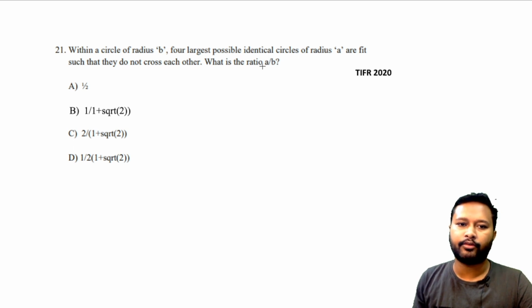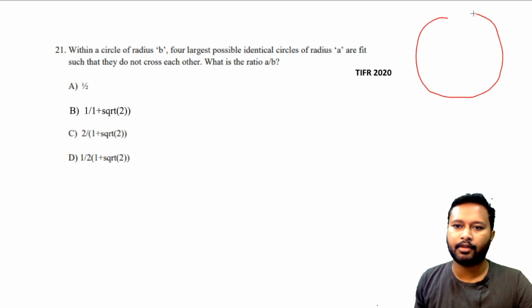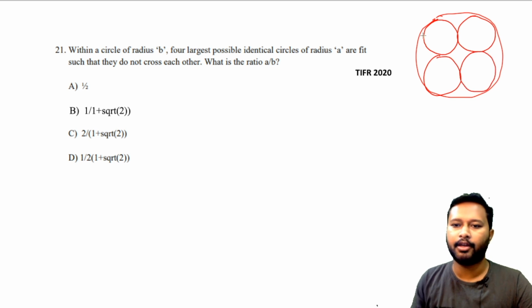Okay, so within a circle of radius b, let's make it. So I have a big circle, its radius is, let's say, b, which they have given, and then I have to draw smaller circles, 4 identical smaller circles. So this is how I'm going to make it, right? Although they are not looking identical, let's consider that they are identical. This is the cleanest structure I can make.